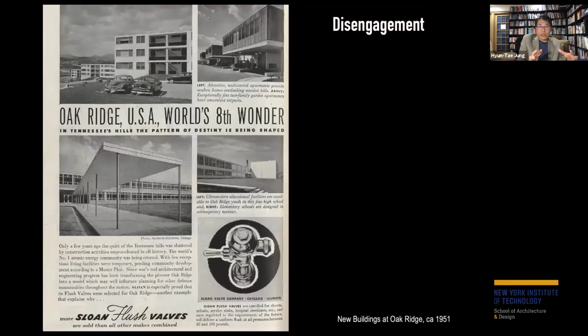And all these groups went in a different direction at the end of the war. So the war ended in 1945. SOM went in one direction. They decided to design because they got commissions in Oak Ridge, Tennessee. So all the pitched roof, conventional buildings are gone. The same people designed very, very modern buildings. And then they focused on design.